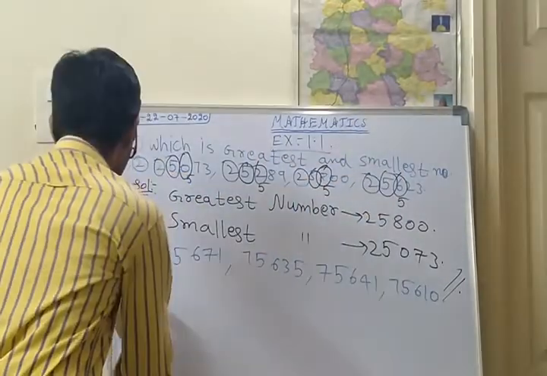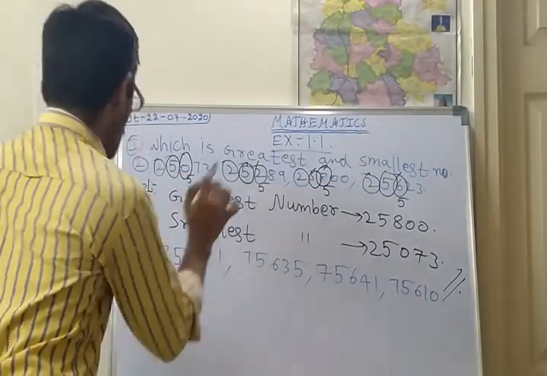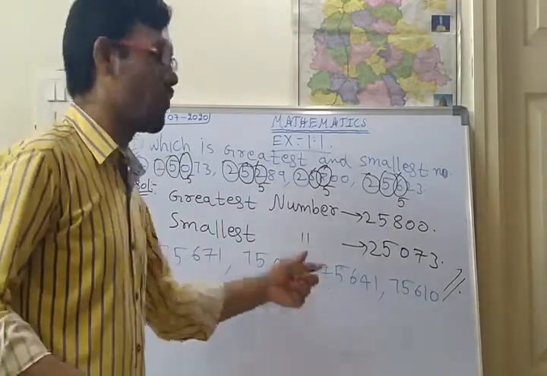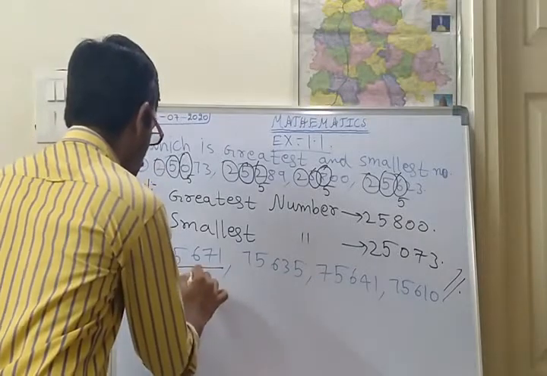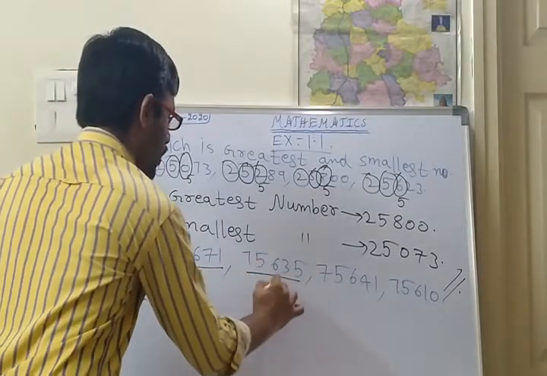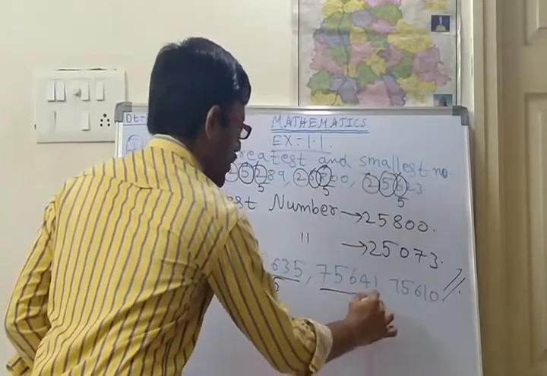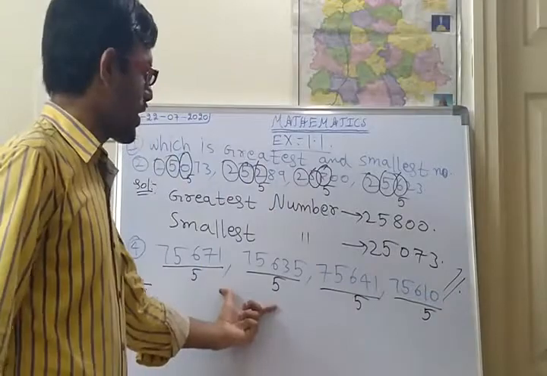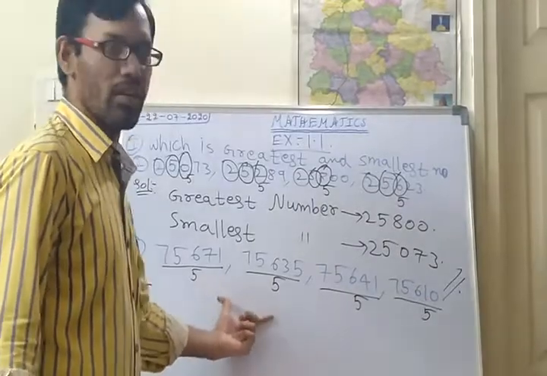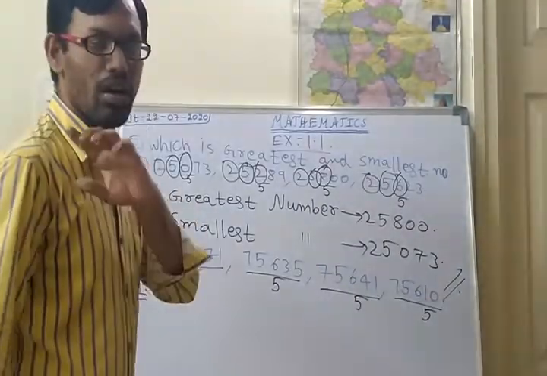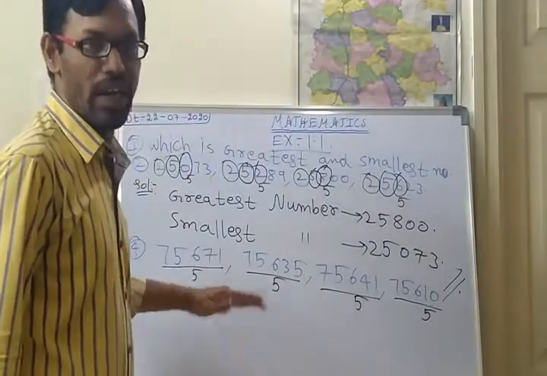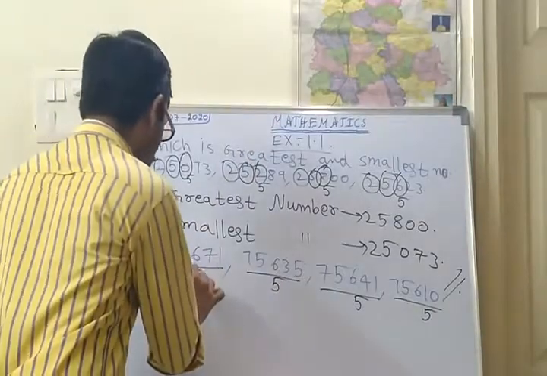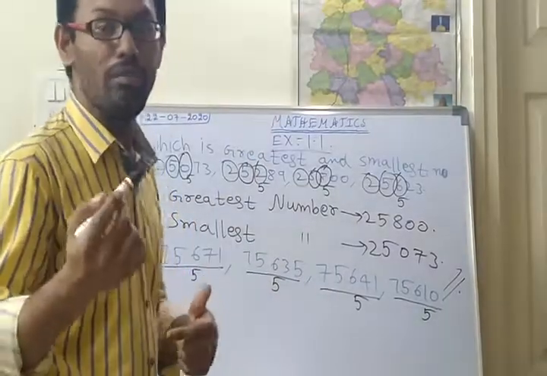So while coming to the solution, first of all you count the number of digits in each and every number. Here 5 digits are there, here 5, here 5, here 1, 2, 3, 4, 5. In each and every number 5 digits are there. So with the help of the first method, we can't say which is greater and which is smallest. So we should take the second method. What is the second method? Identifying the places of digits.